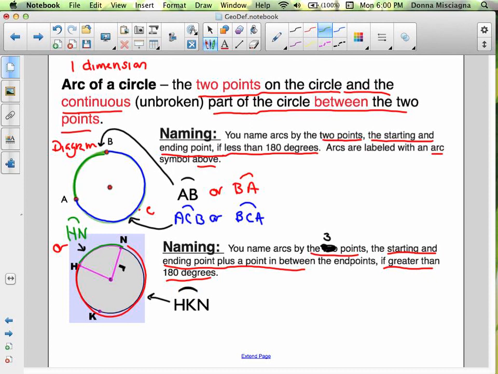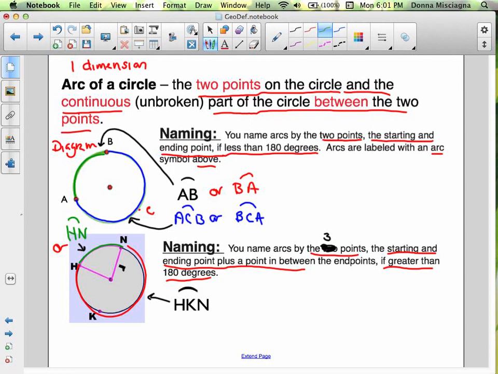So continuing on with naming, you name an arc by 3 points: the starting point, the ending point, plus a point in between if it's greater than 180 degrees. Right? For 180 degrees, I've seen both 2 and 3. Technically it should be 3, because you don't know which way you mean. It's a different arc, but the same length, the same distance around. If it's 180 degrees, it'd be halfway. So I just don't know which halfway. But we won't worry about 180 degrees right now. We'll talk about that when we deal with circles later on in the third quarter.